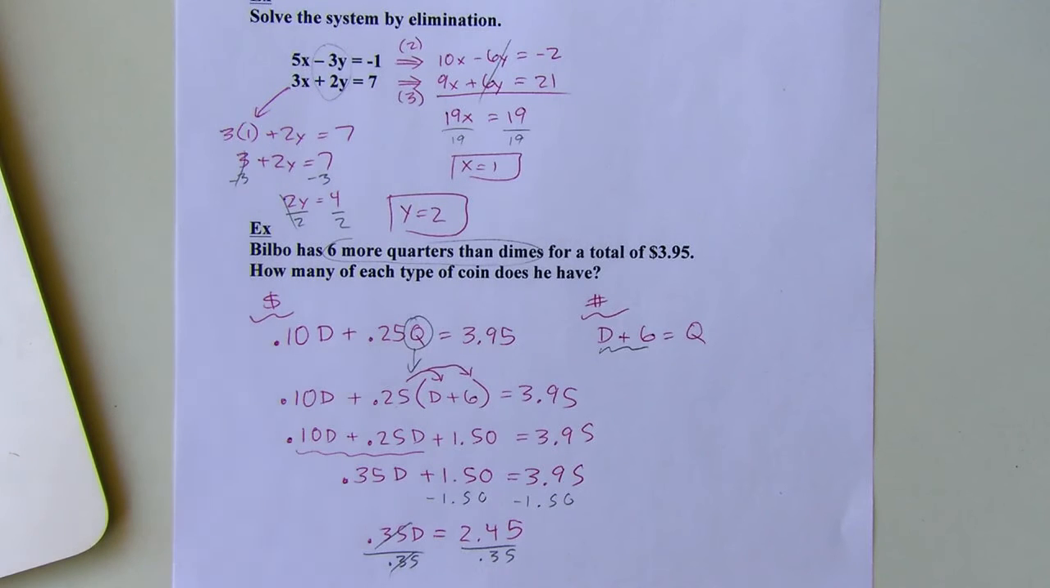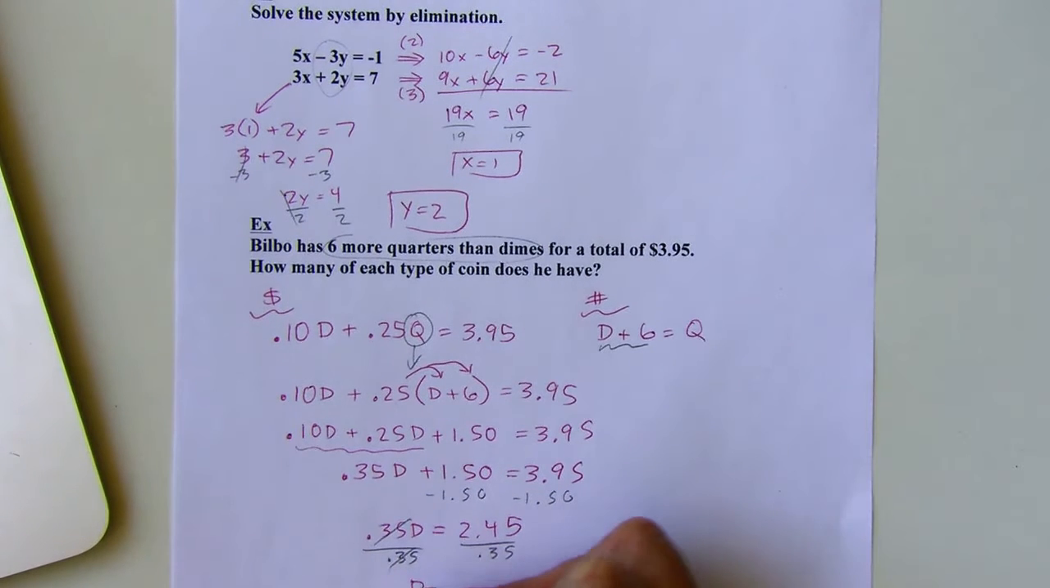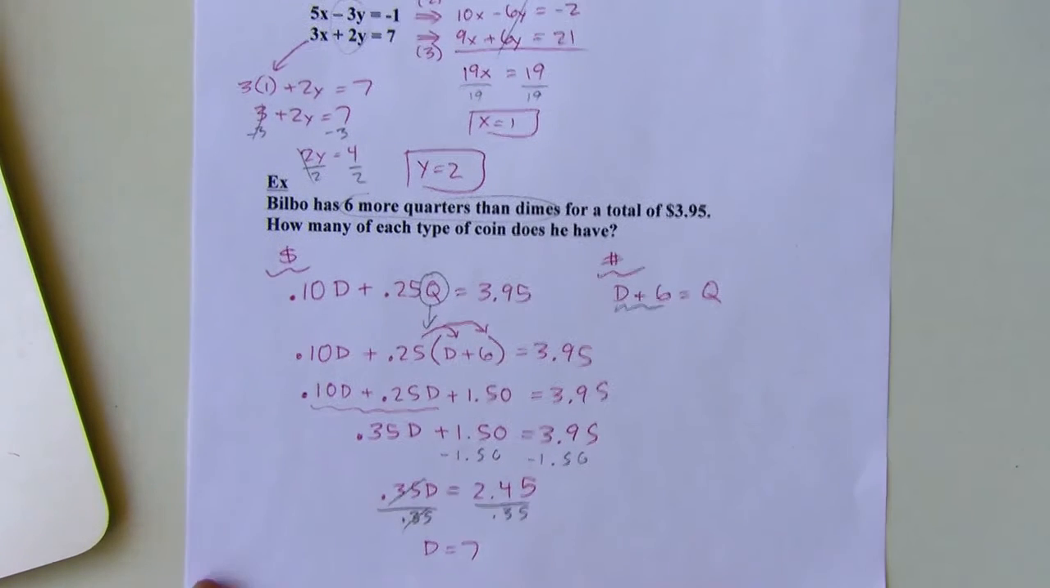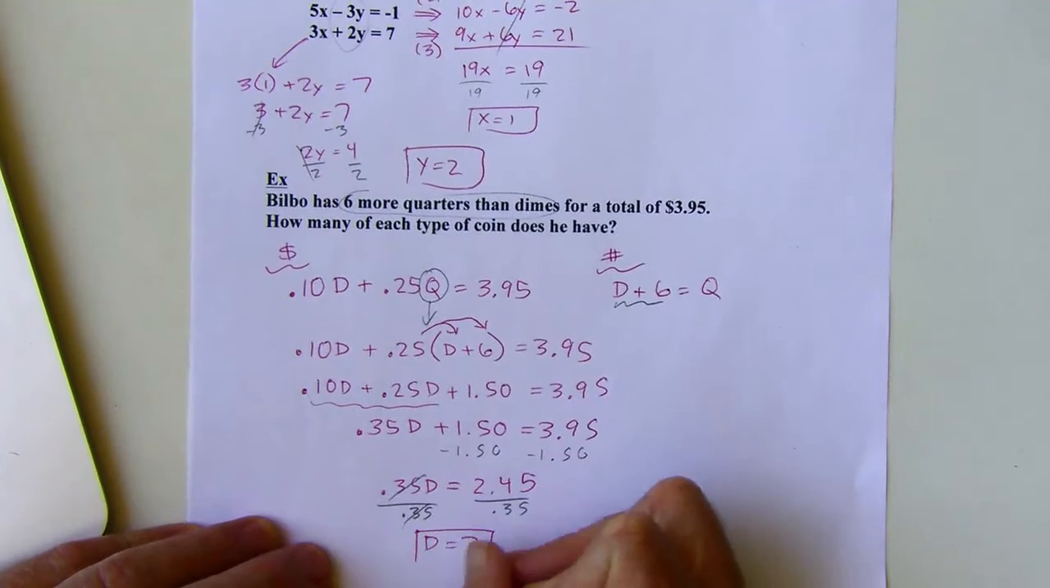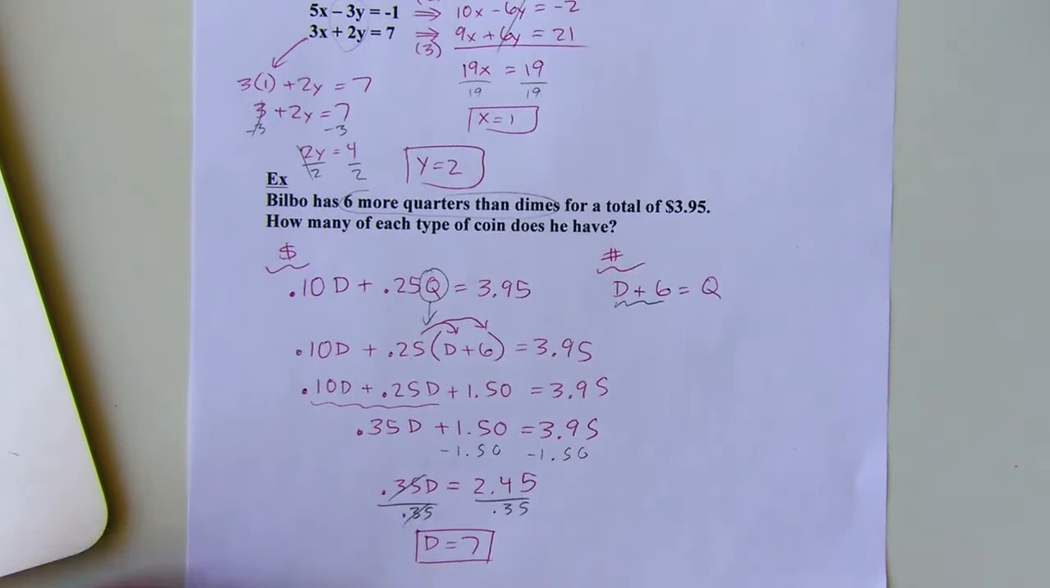Hopefully I got a nice round number. Use my calculator there. And I did. If I got 7.3 dimes, then I'd be worried, but it came out to an even 7. So I'm pretty confident. I'm feeling good about that. So that's my number of dimes.